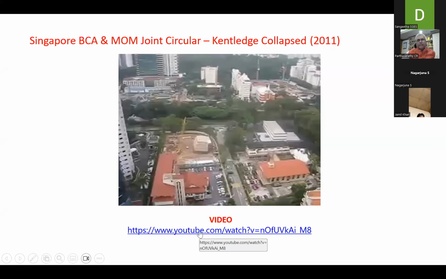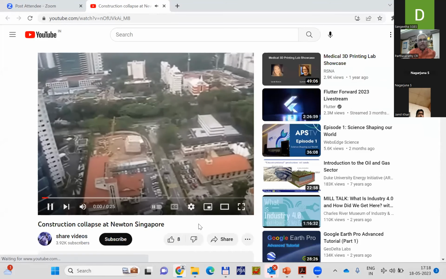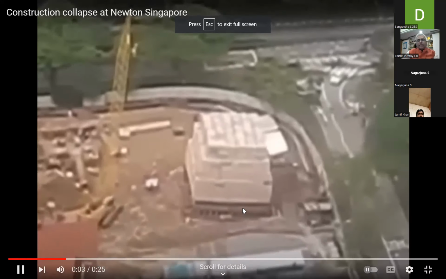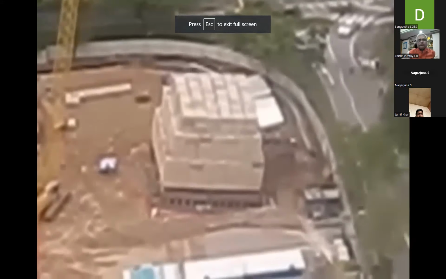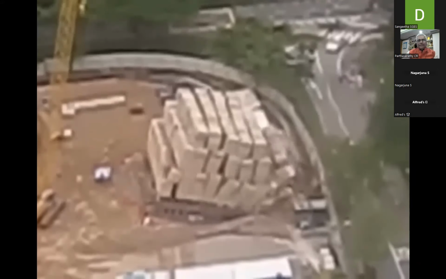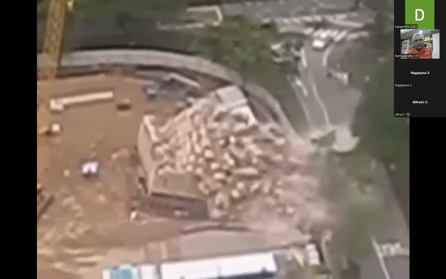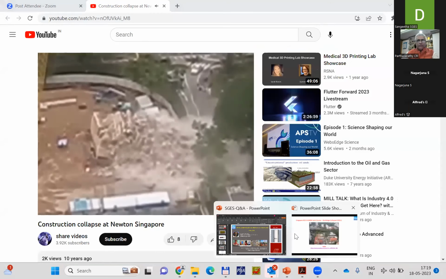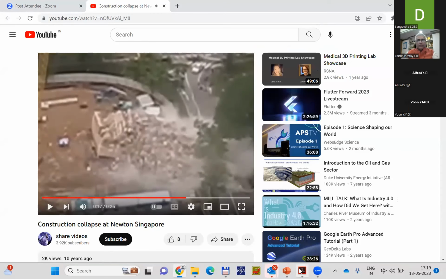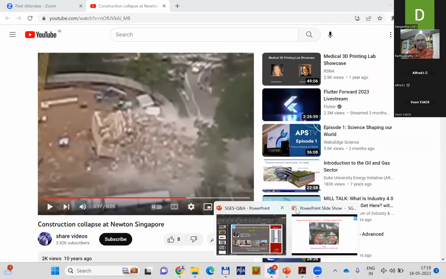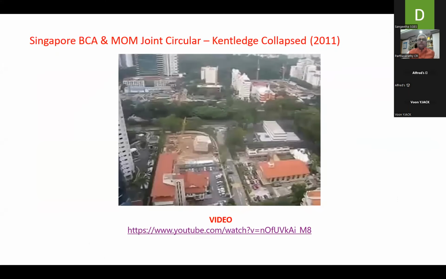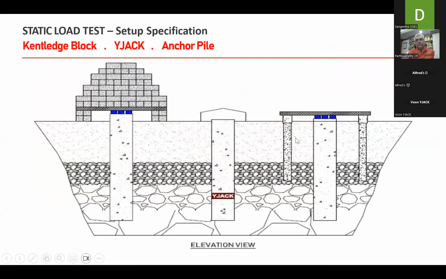So when you put the Kentledge, safety issues are a concern. You can see one of the project sites in Singapore, the Kentledge. I'm sure there are many other cases as well, which are safety concerns. So the bidirectional load cell load test can eliminate some of these safety concerns.